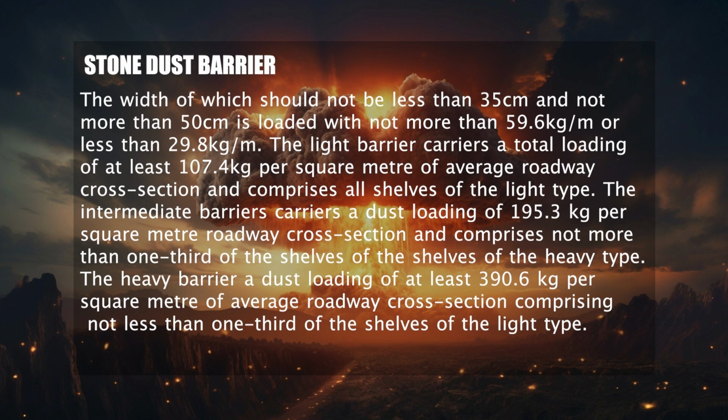The intermediate barrier carries a dust loading of 19.53 kg per square meter of roadway cross section and comprises more than one third of the shelves of the heavy type. The heavy barrier has a dust loading of at least 390.6 kg per square meter of average roadway cross section and comprises not less than one third of the shelves of the light type.